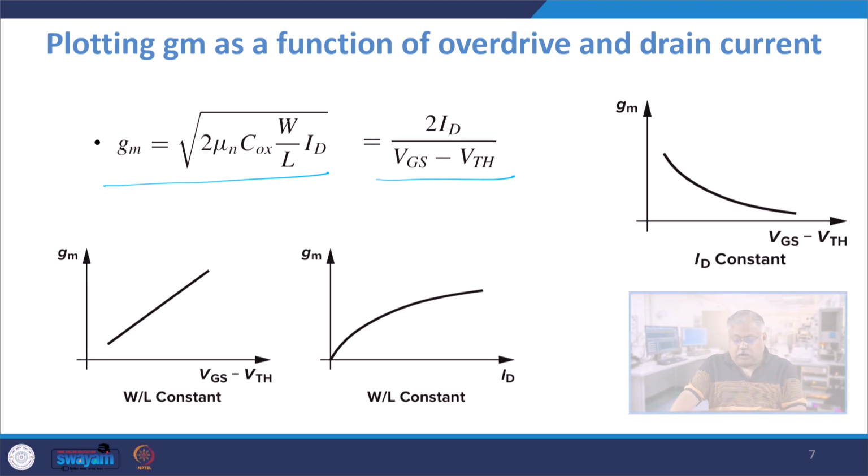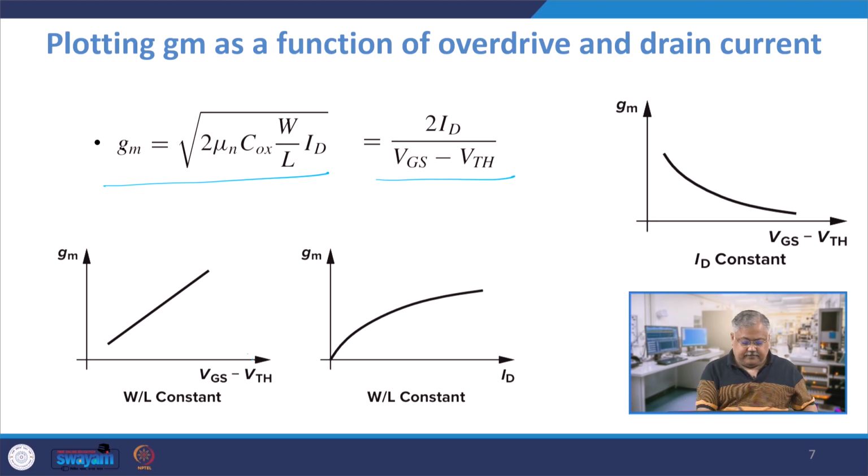So there are 3 plots here, look at the bottom side, this plot and this plot, right. Now let us look at this plot, this is easier to understand. Obviously since GM is inversely proportional to VGS minus VTH, GM falls in a hyperbolic fashion in this manner, correct. So for a very large value of overdrive, your GM is almost going to a very low value, and this is with the condition that ID is constant, right, this is the first thing.